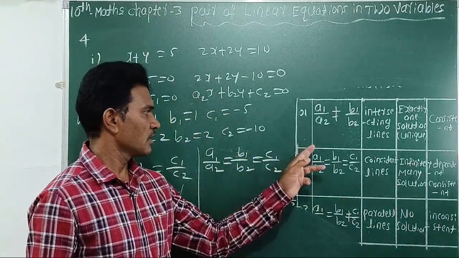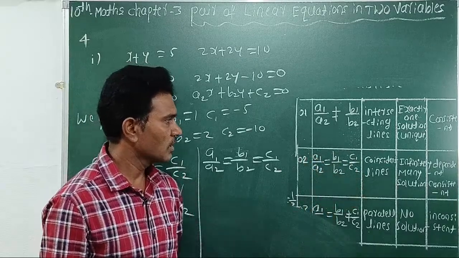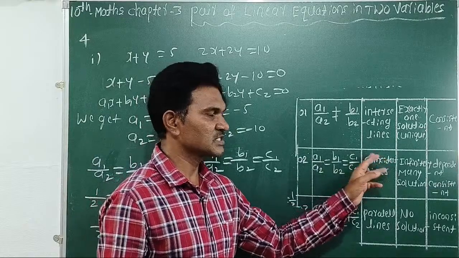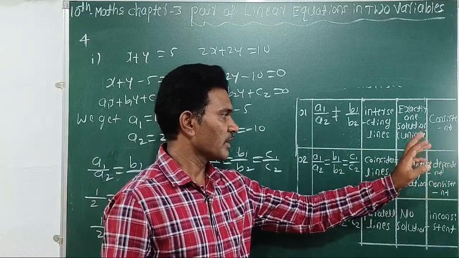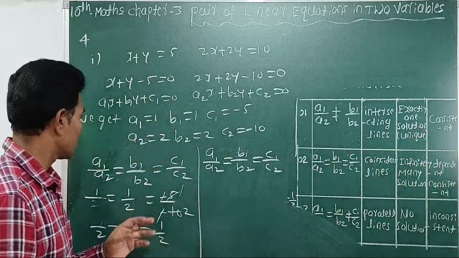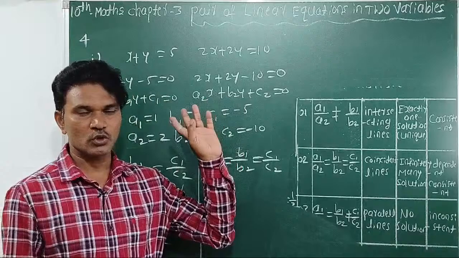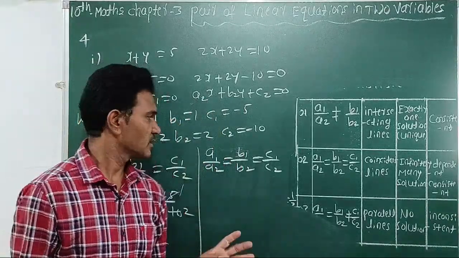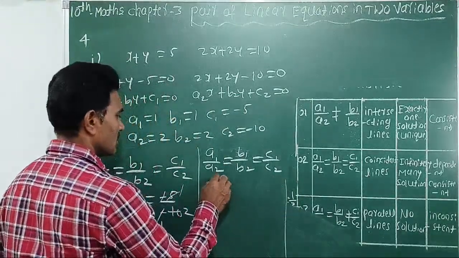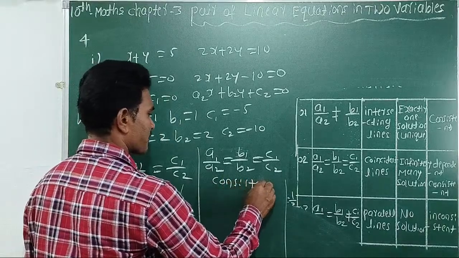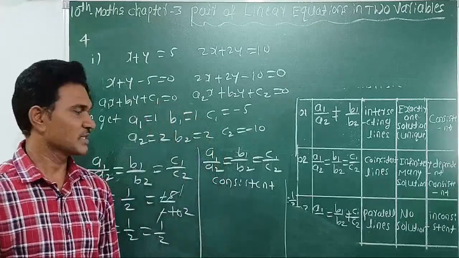Observe this table. If a1 upon a2, b1 upon b2, c1 upon c2, these three ratios are equal, they have coincident lines and infinitely many solutions. They are dependent, consistent. These two equations are consistent. So that is why we have to solve these two equations by using the graphical method.